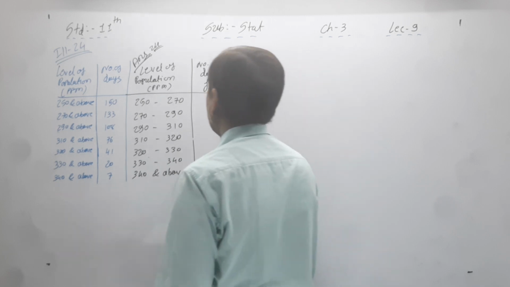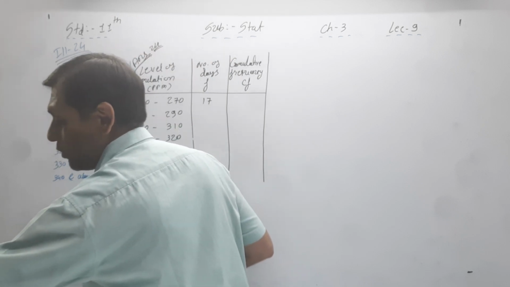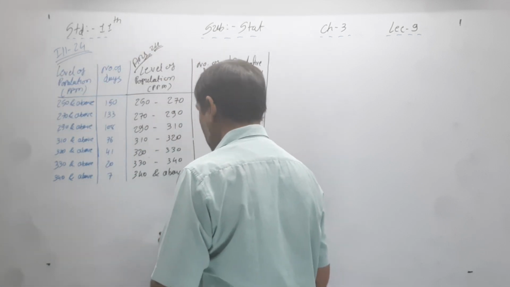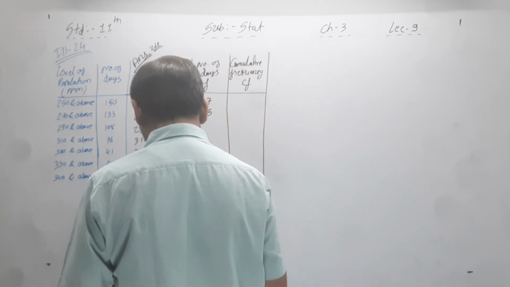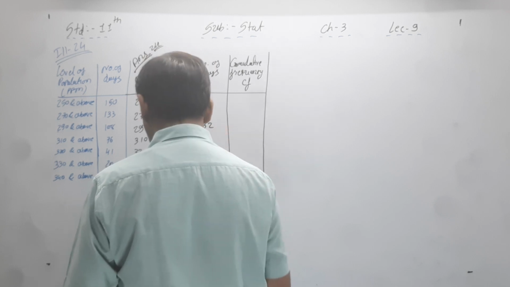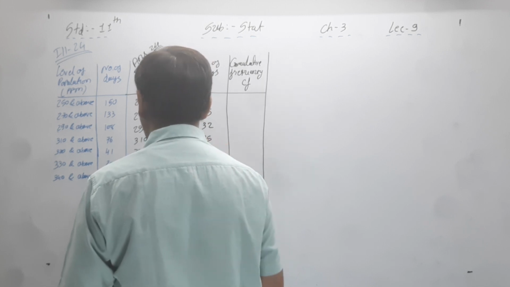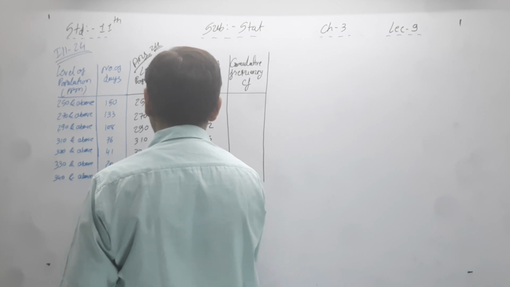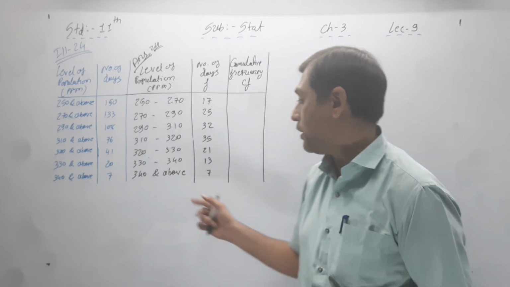150 minus 133 that is 17, then 133 minus 108 is 25, then 108 minus 76 is 32, then 76 minus 41 is 35, then 41 minus 20 is 21, 20 minus 7 is 13, and 7 as it is, because no next frequency is given, that is 0. 7 minus 0, that is 7.